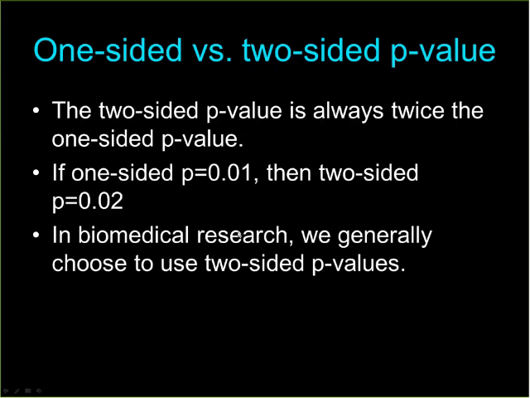Okay, so now to talk a little bit more about p-values. You may have heard of one-sided versus two-sided p-values. The two-sided p-value will always be twice the one-sided p-value. So if the one-sided p-value is 0.01, then the two-sided p-value is 0.02. In biomedical research, we generally will choose to use two-sided p-values. This is basically the default. This is what's expected. If choosing to use the one-sided p-value, you're going to need to make a good argument in your methods as to why you're doing that.